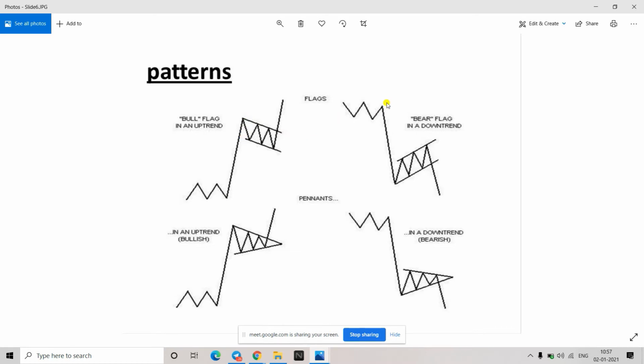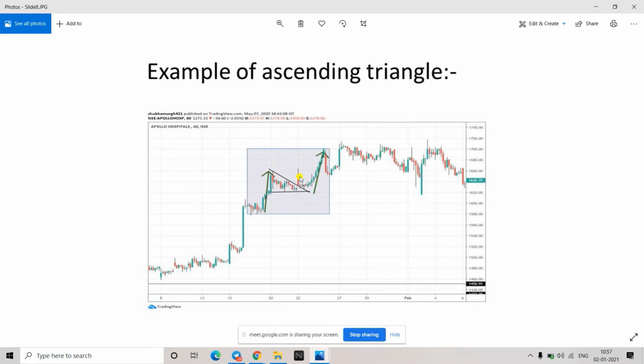Similarly here also, if it is a bearish flag, the downfall will be sharp, and then there will be small candles getting formed in kind of a flag before again falling. So this is bearish flag and this is bullish flag. We'll just see few examples of the same.